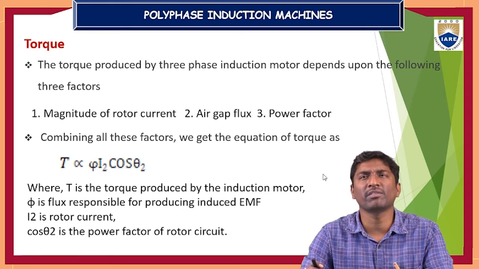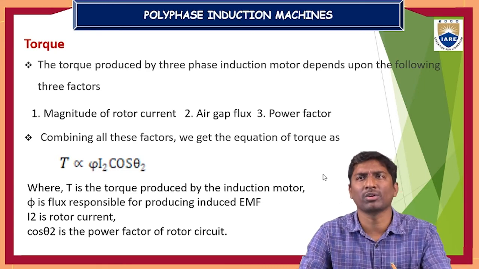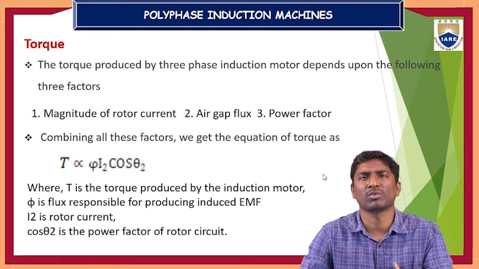We have three factors. The first factor is the magnitude of the rotor current. The second factor is the air gap flux. And the third factor is the power factor. These three factors affect the torque produced by the three-phase induction motor.